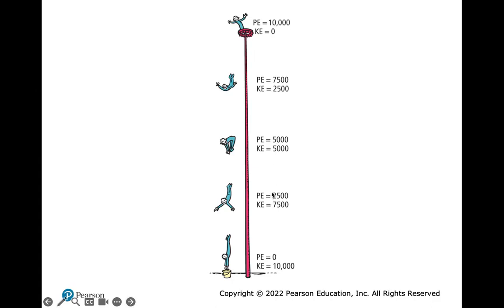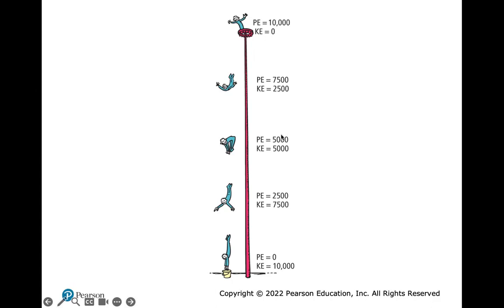Here, as he keeps going, he keeps getting faster. So his potential energy is only a quarter of what it was, 2,500, but his kinetic energy is 3/4 of the total. I said that wrong. It's an increase by 3/4 here. And at the bottom, he's reached full kinetic energy and no more potential energy because his distance is 0. He's reached the bottom.